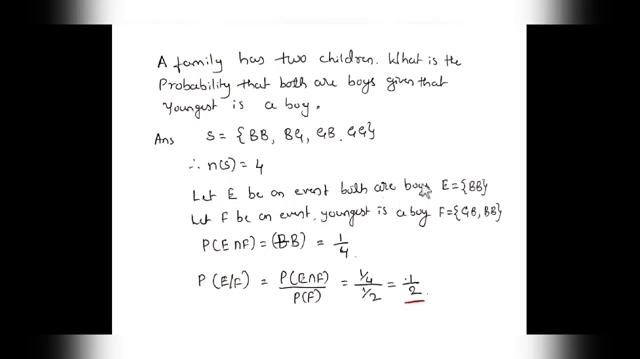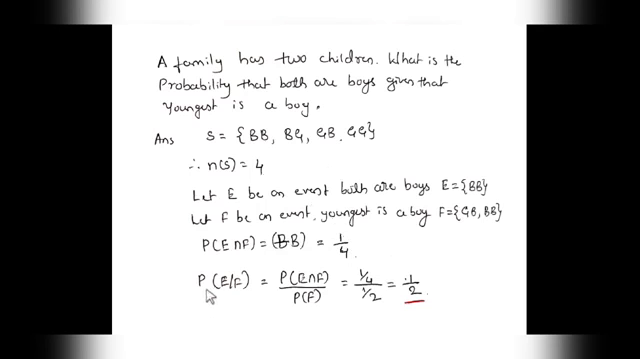Let E be an event, both are boys. E is equal to both are boys, BB, only one event. Let F be an event, youngest is a boy. Youngest means second one should be a boy, BB, GB. We can take these two. Now, probability of E intersection F is, the common thing in both the sets is BB. So, BB is the E intersection F. That is only one term divided by total number of outcomes in the sample space, 1 divided by 4.